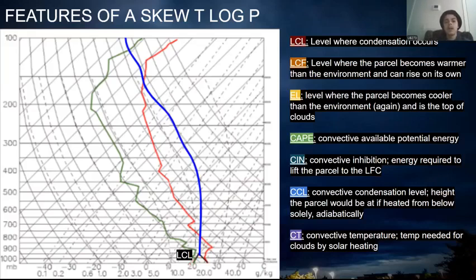The LFC is going to be right here. It's where the parcel becomes warmer than the environment. See, right now it's cooler than the environment, but once it crosses over, it's warmer. That's the LFC. Yeah, LFC. I don't know why it says LCF. I feel like I did this one time before. Hang on a second.